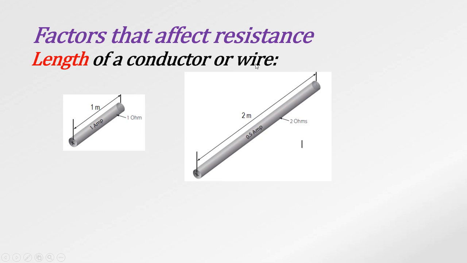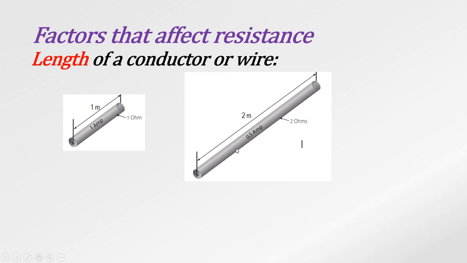Let's look at these two pictures. Here I have a wire of 1 meter and a resistance of 1 ohm. When I pass a current of 1 ampere through it, 1 ampere will pass through. But when the length of the same wire is increased to 2 meters, the resistance will be 2 ohms. The current it allows now is 0.5 ampere, reduced by half, from 1 to 0.5, while the length increased to 2.